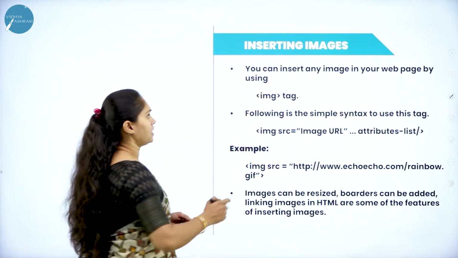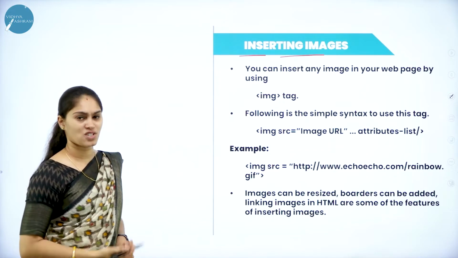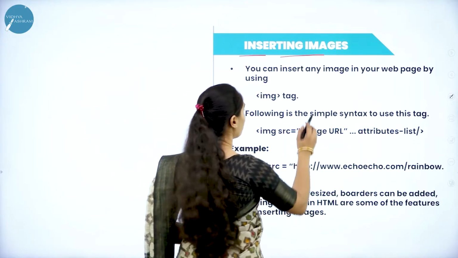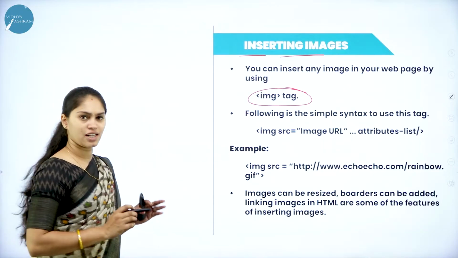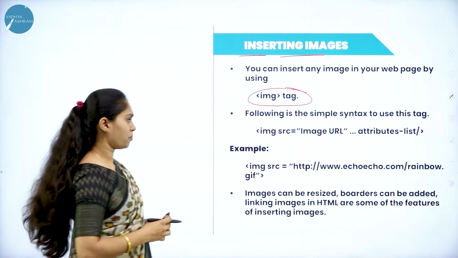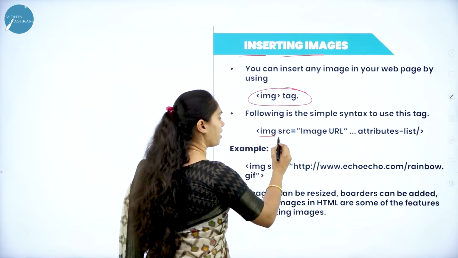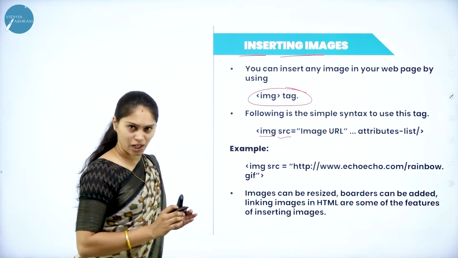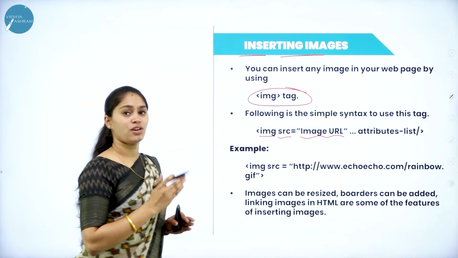Next, what we have is inserting an image. As I told, we can also use images in the web page. Then how are we going to insert an image in your web page? That too with the help of the image tag. Then what is the format of inserting an image in the web page? I have to take the name of a tag called img. Then we have an attribute called src that defines the source. Then give equal. Within the double quotes, you have to specify the location of an image.